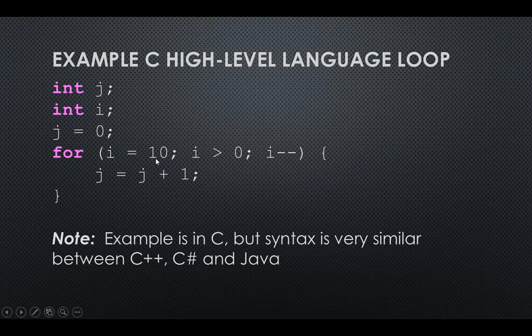So i is going to start at 10, then it's going to decrement to 9, then to 8, then to 7, and so forth. Eventually, when it reaches 0, this clause will determine that it's time to exit the loop and we'll finish. Every time in the loop, we're going to execute all the code between these two curly braces. So we're going to increment j by 1 each time through the loop. So we start with j equal to 0, then 1, then 2, then 3, then 4, and so on and so forth. After 10 iterations through the loop, j is going to be 10.